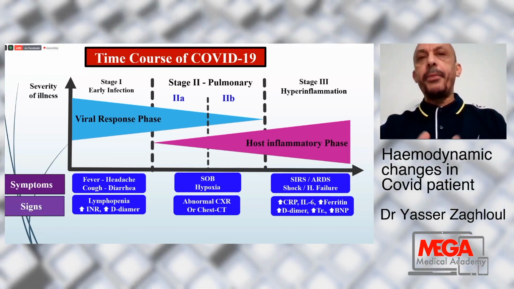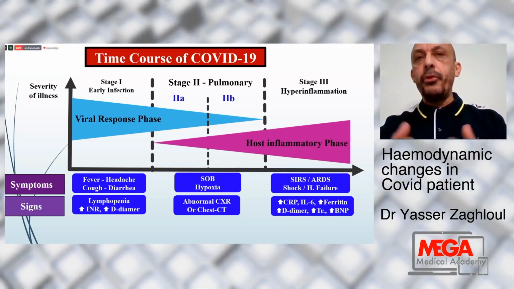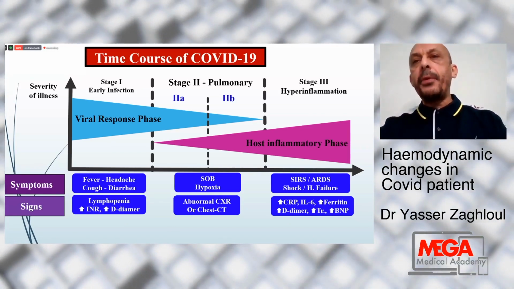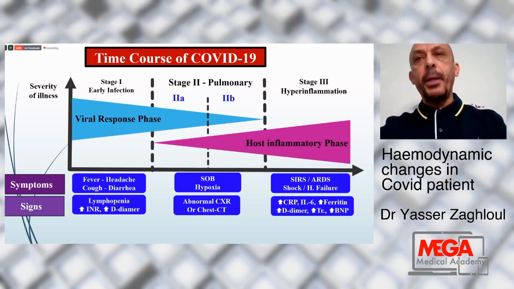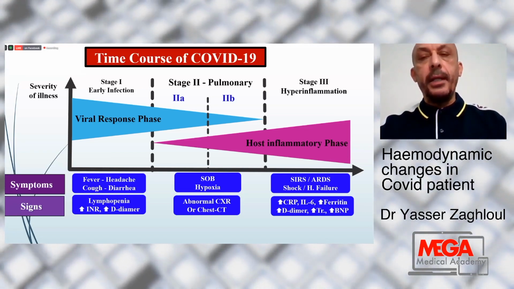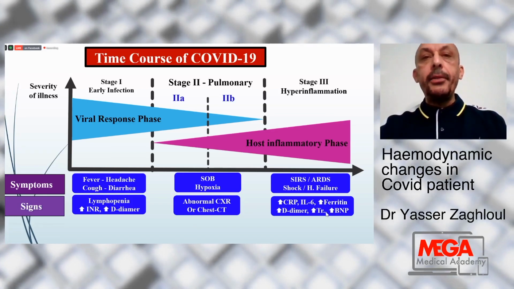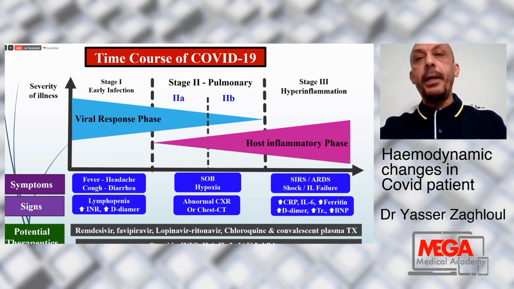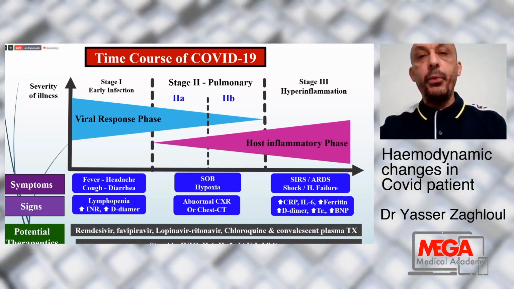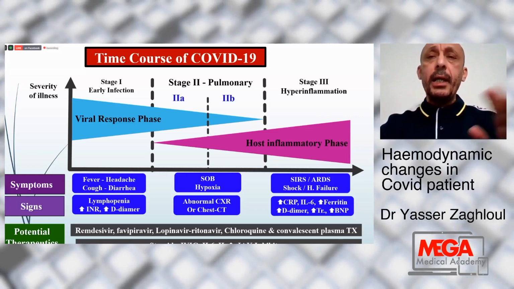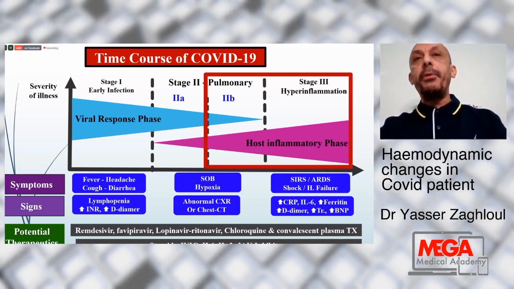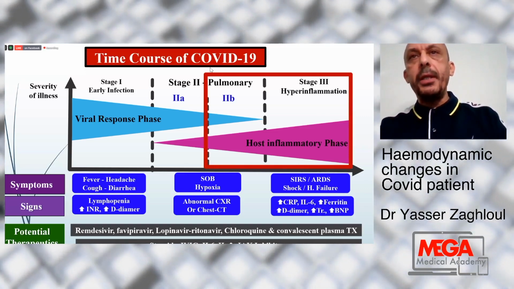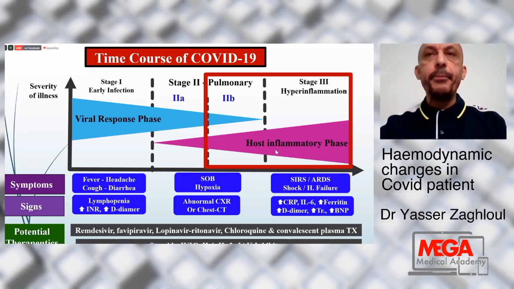Second stage, pulmonary signs and symptoms: shortness of breath, hypoxemia, abnormal chest X-ray. After that, the patient may develop shock, adult respiratory distress syndrome, and increased inflammatory markers. And your options, according to the situation, you may use antiviral, antimalarial, plasma transfusions, steroids. In any case, we are talking now about the critically ill patient, usually in stage 2B or stage 3. So this is our target for today's talk.